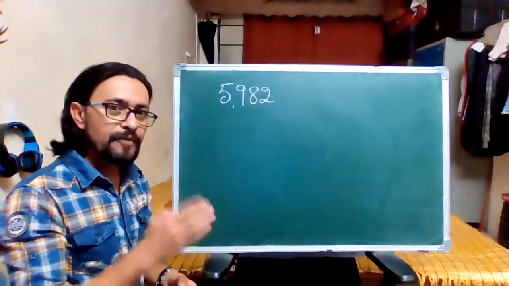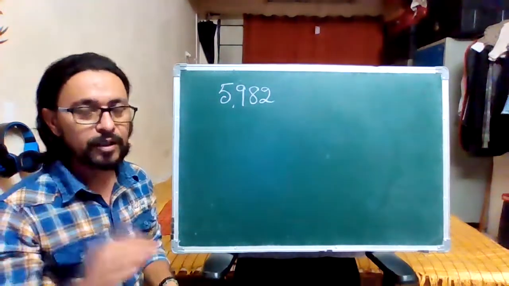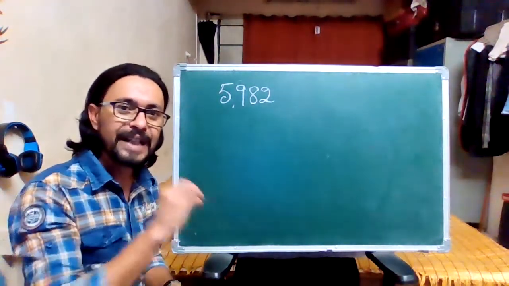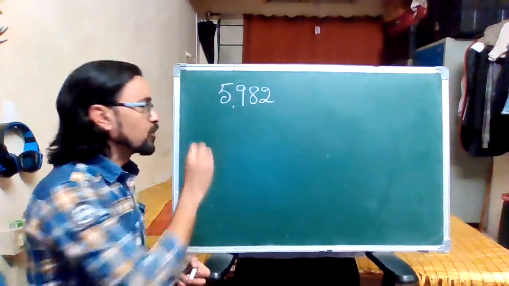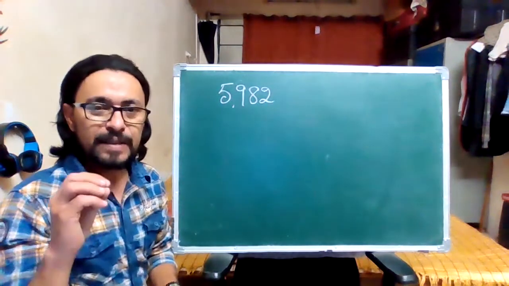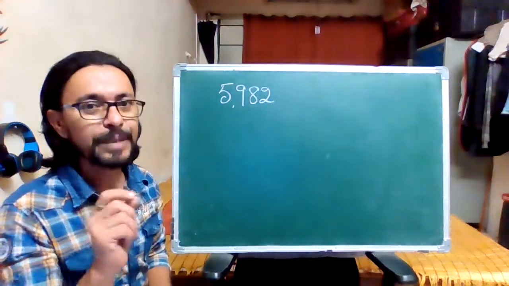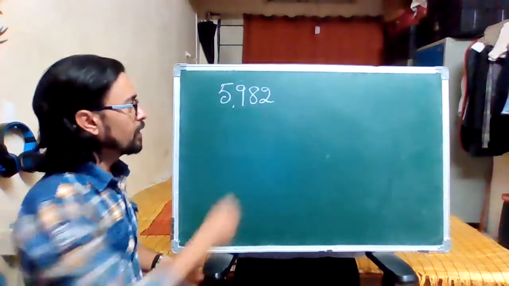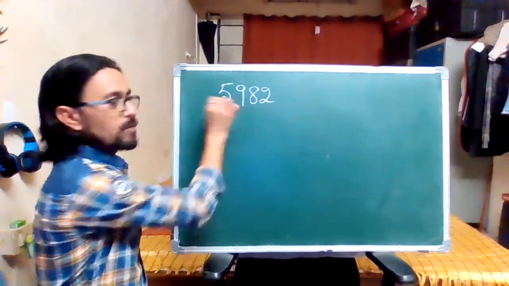are from 0, 1, 2, 3, 4, 5, 6, 7, 8, 9. All numbers are formed by these digits. So each digit, when it's placed in a particular number, has a value according to the period that it is in. We all know this is units, then we have tens, then we have hundreds, and this is thousands.